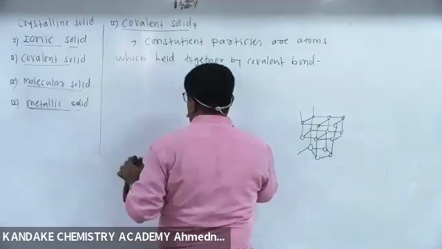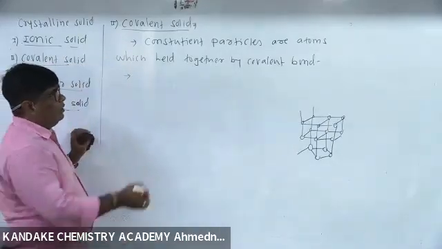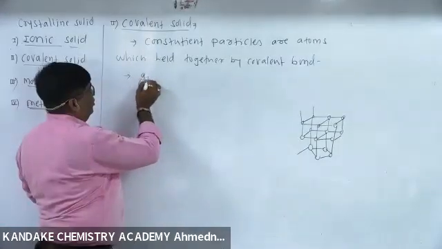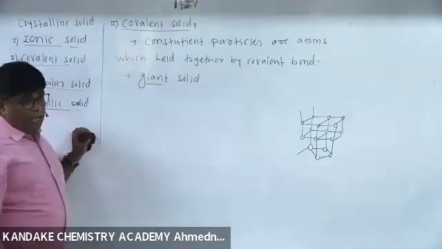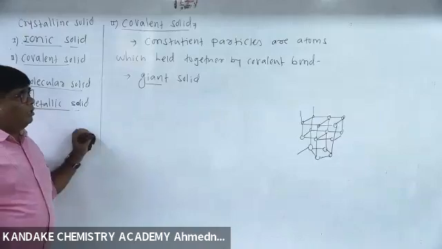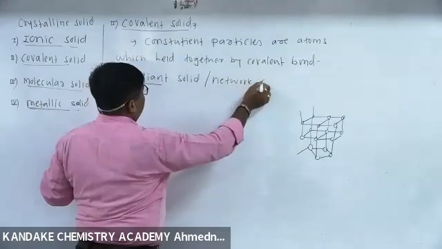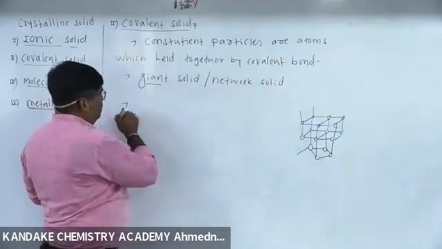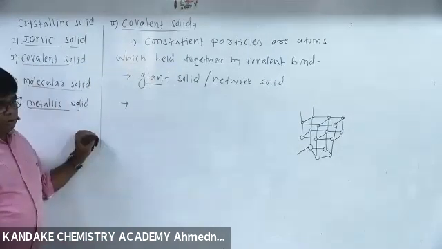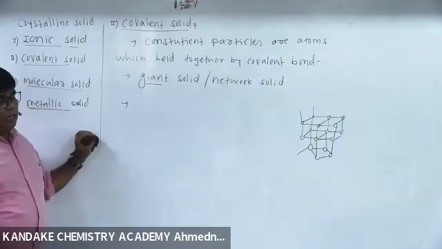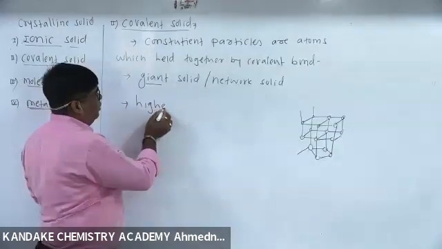And in this covalent solid, particles are held together by which one? That is the covalent bond. And therefore it forms a large structure. Therefore it is also called as a giant solid. Giant कळतं का रे? Giant म्हणजे काय? Large. It is also called as the giant solid, or also known as the network solid. In covalent solid, particles are held together by covalent bond, and these covalent bonds are very strong. And due to this, among all these solids, covalent solid has the highest melting point and boiling point.